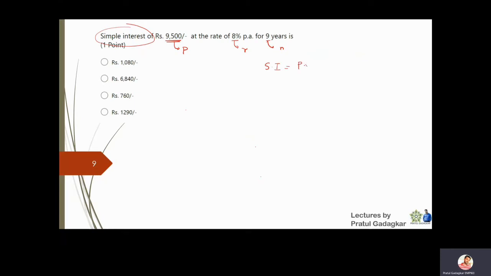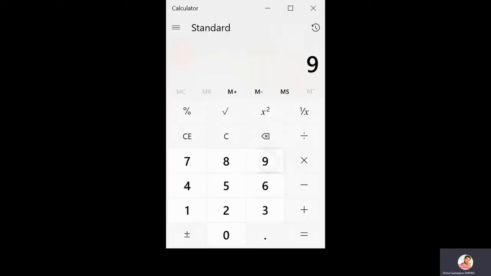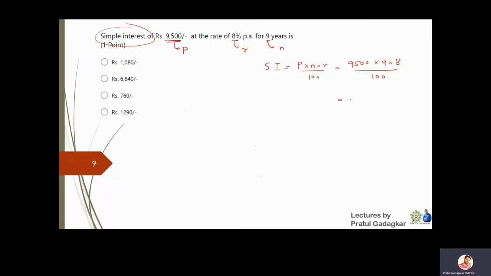SI is equal to P into N into R upon 100, which is equal to 9,500 multiplied by N is 9 years, rate is 8% divided by 100. So 9500 multiplied by 9 multiplied by 8 is equal to 684,000 divided by 100. And that will give me 6840. So it is 6840. Therefore, option B is the correct answer.